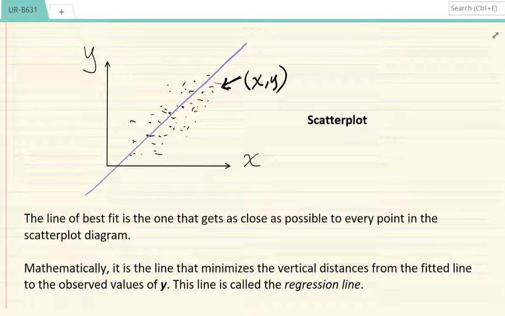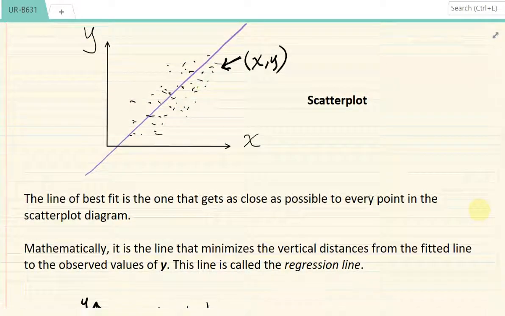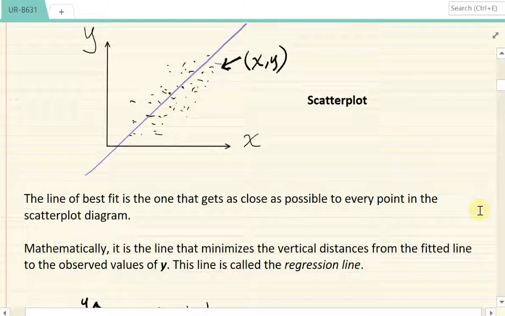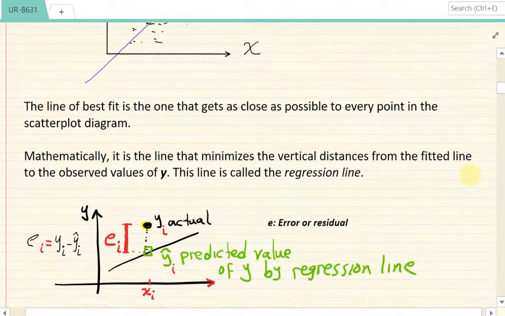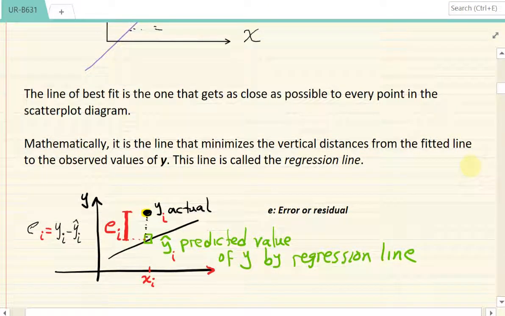Therefore, now put our intuition into mathematical expression. That's what this part is. Mathematically, the line of best fit is a line that's going to minimize the vertical distances from the fitted line to the observed y values. And that line is called the regression line.